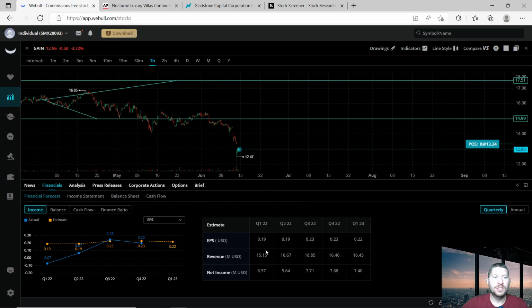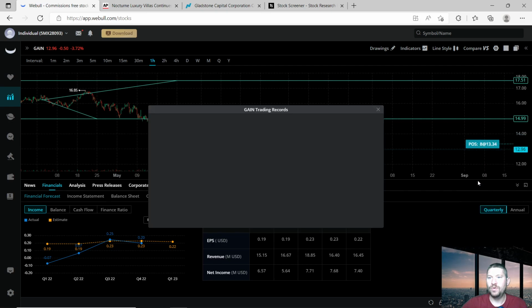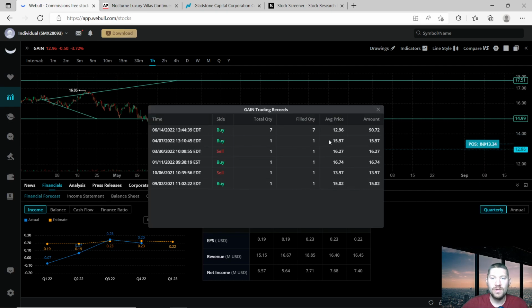which will be in my account settings. So I think I could do it here too. Positions, view order details. Here we go. So on April 7th, I bought 1 share at $15.97, which was my average price. On 6/14, I bought 7 shares for an average price of $12.96. So it's at $15.97, almost $16, and I brought it all the way down to $13.34.